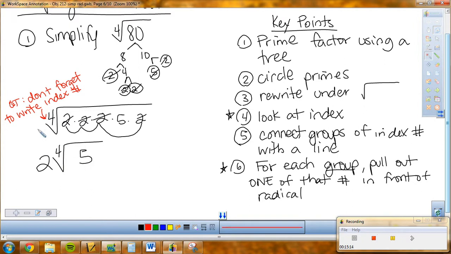So same thing, quick tip. We really have to remember when we're writing our final solution, we cannot forget our index. Because if I don't have my index here, that means there were only 2 2's inside instead of 4 2's inside, and that is not the case. So let's try one more example.